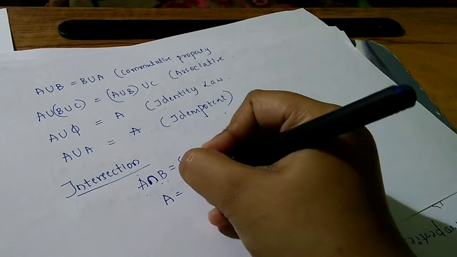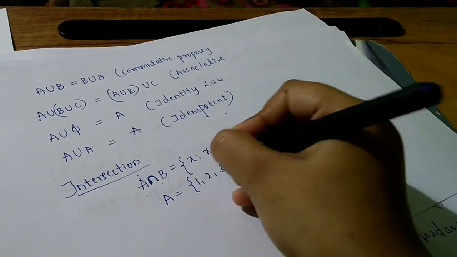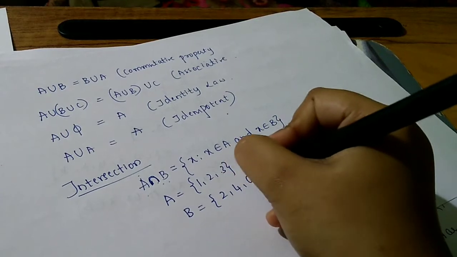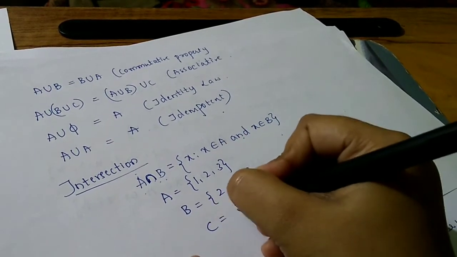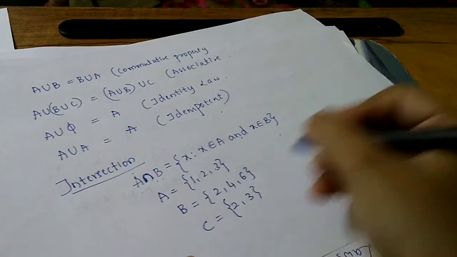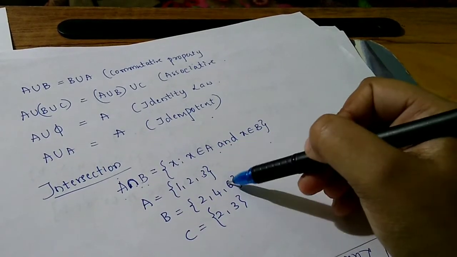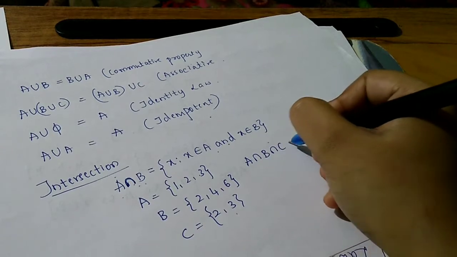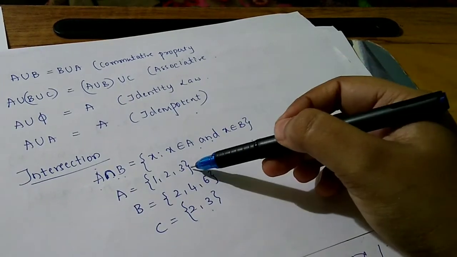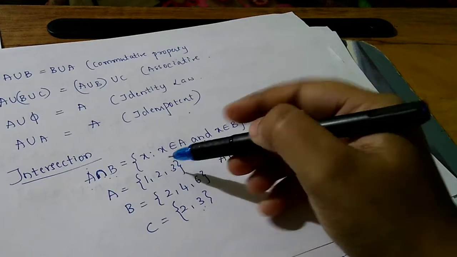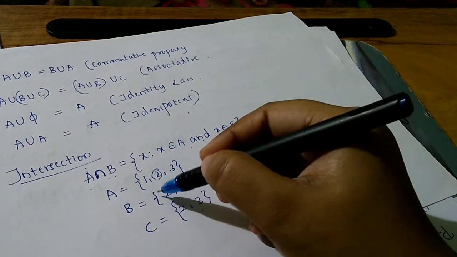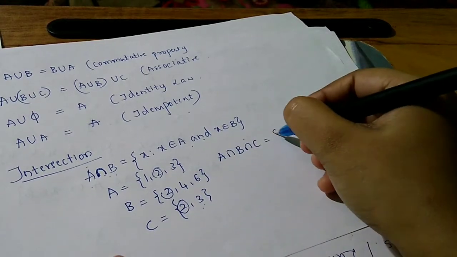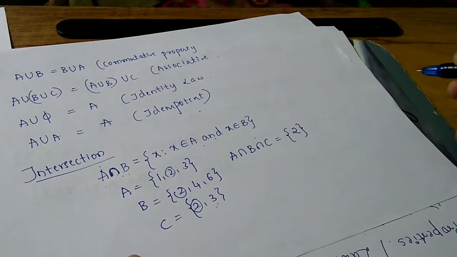For example, A is equal to 1, 2, 3, B is equal to 2, 4, 6, and C is equal to 2, 3. So three sets have been taken, A, B and C. So A intersection B intersection C will be equal to, what is the common element between A, B and C? You can see 2 is here, 2 is also found here, and 2 is here. So this will be equal to 2.